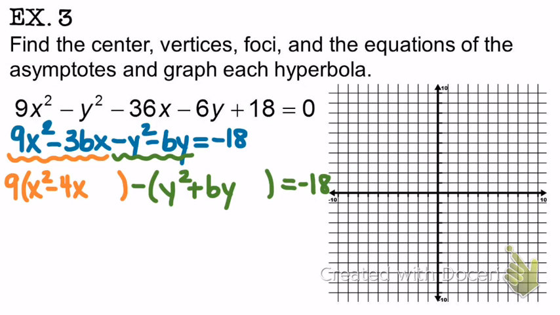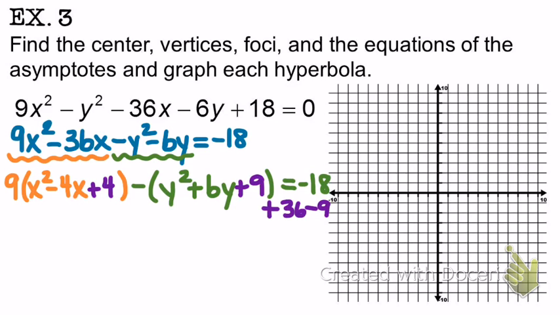So we need to complete the square. So we're going to do negative 4 divided by 2 squared, which will be plus 4. And it's really 9 times 4 that I added to this part of the equation, so I'm going to add 36 on the right. Then for the y's, we're going to do 6 divided by 2 squared, which will be plus 9. But really it's a negative 9 that I added.